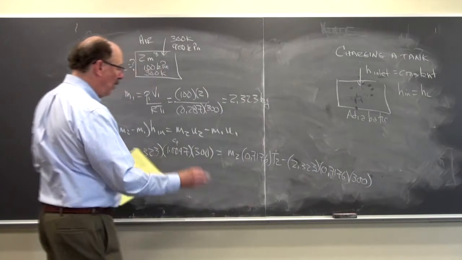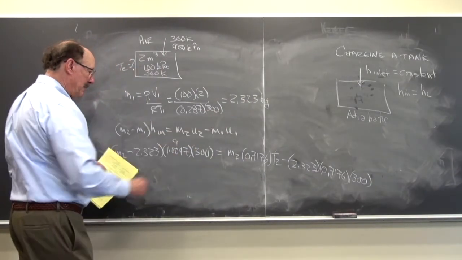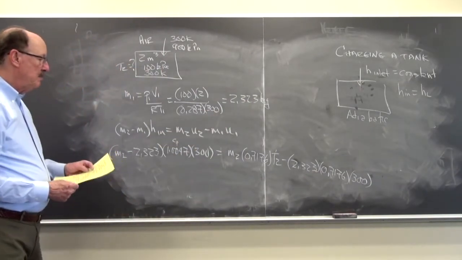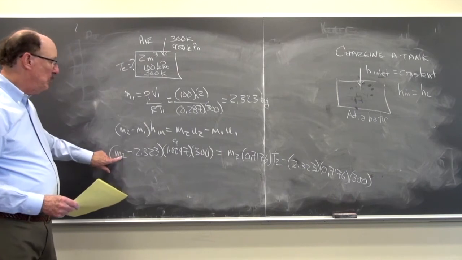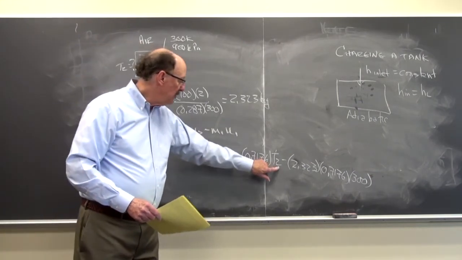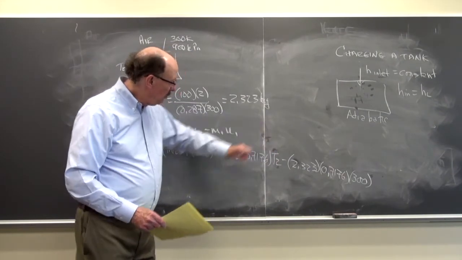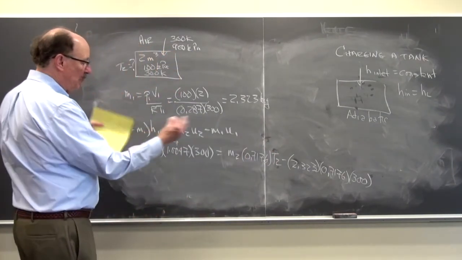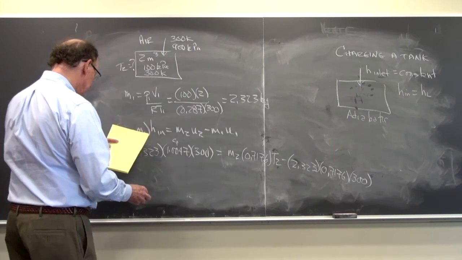So I have this whole equation here that I wrote out, and when I look at this, I see that I have two unknowns. I have an unknown of M2, and I have an unknown of T2. So with that, let me simplify so we can get all these numbers squished together.